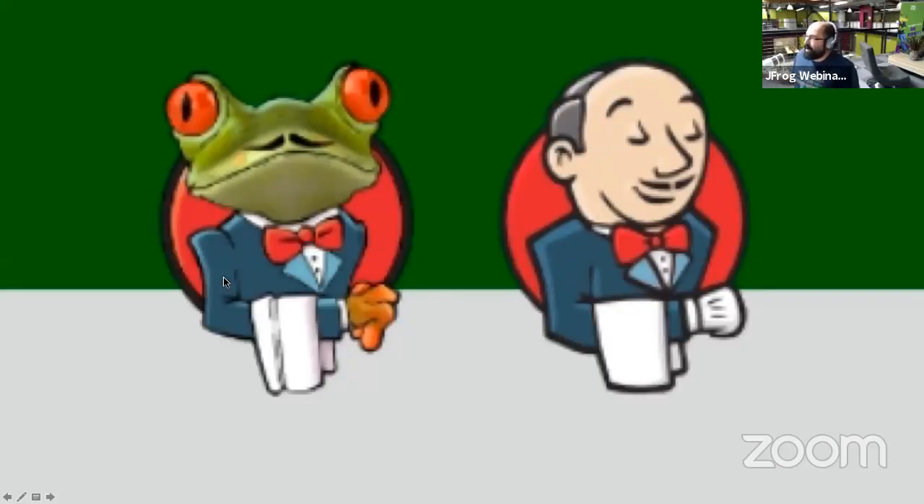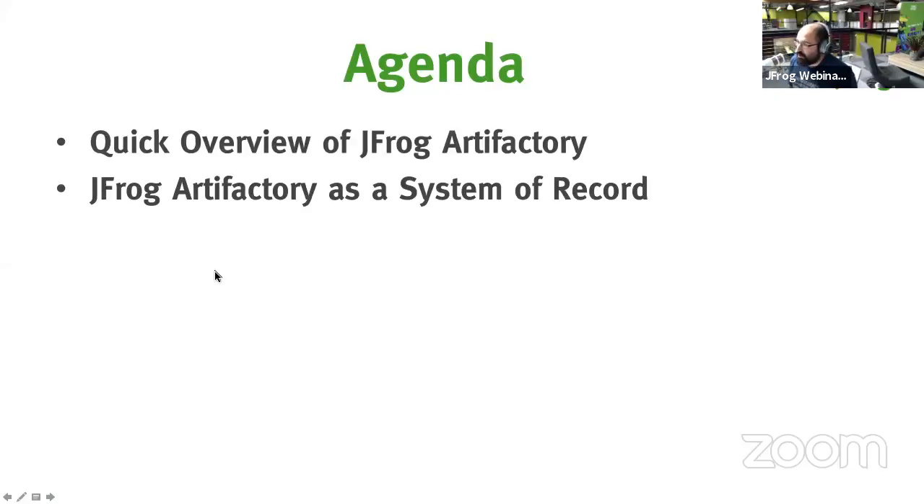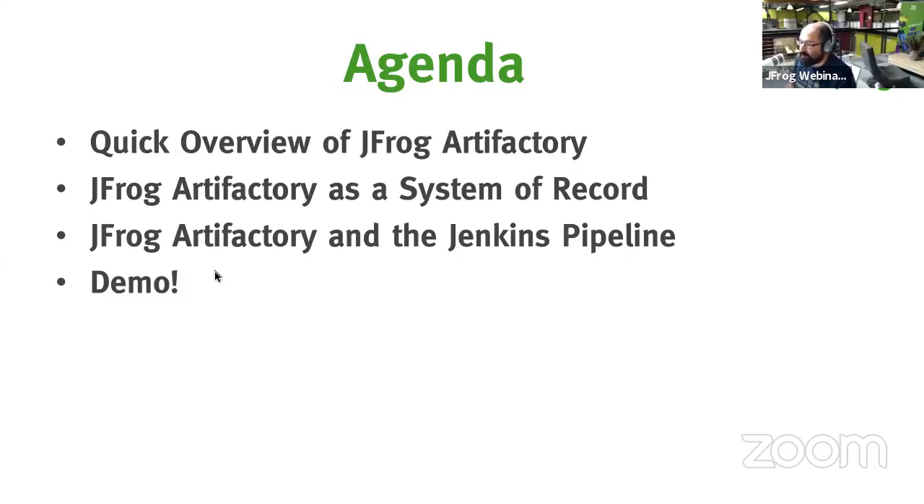We're going to talk about Butler. We're going to talk about JFrog and them together. A quick overview of JFrog Artifactory, JFrog Artifactory as a system of record and why it is important to have one when you build your CI pipeline. And a demo of JFrog Artifactory and Jenkins Pipeline integration, and a number of demos actually. So we have a lot to talk about today, and hopefully the time will allow us to take a lot of questions in the end as well.